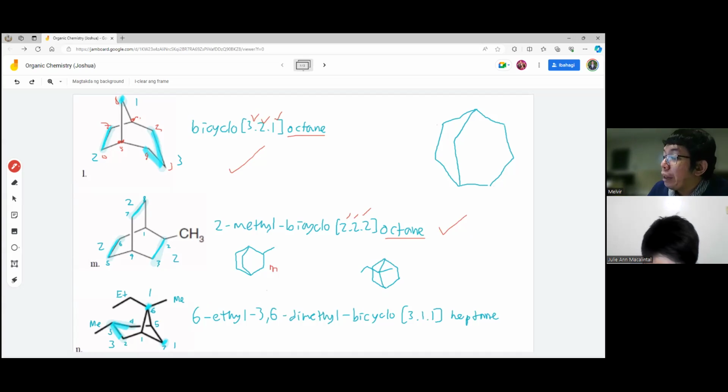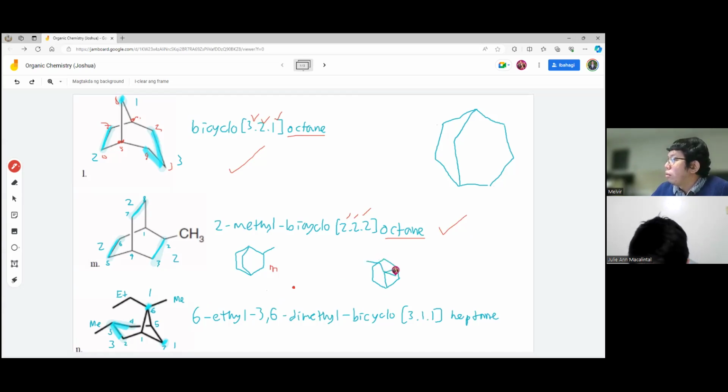No, letter N. Dito po, I'm asking for letter N. Ah, okay. 1, 2, 3. You have a substituent dun sa bigger ring. Ayan. Tapos, ito. Numberan mo nga yan. How do you number bicyclic?